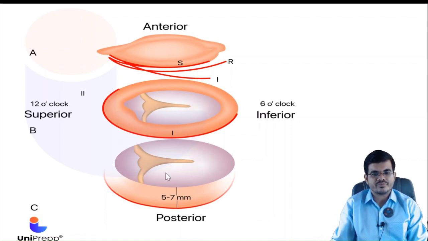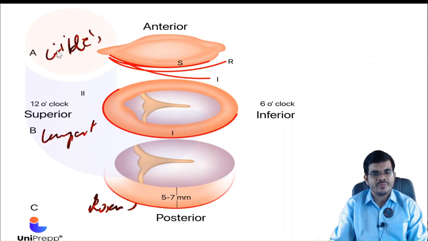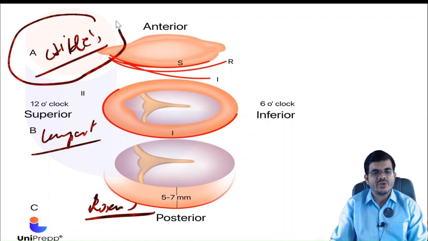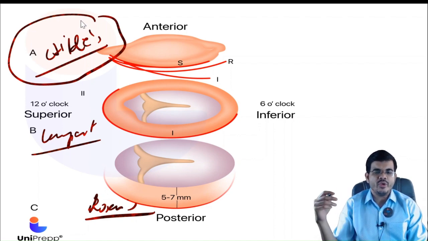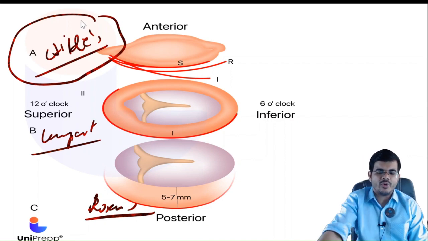This is the Rosen's, this is the Lambert, and this is the Weil's incision. But Weil's incision is the most commonly used incision, and Rosen's is used more for otosclerosis surgery, that is stapedotomy. When you are doing a stapedotomy, you use the Rosen's incision.